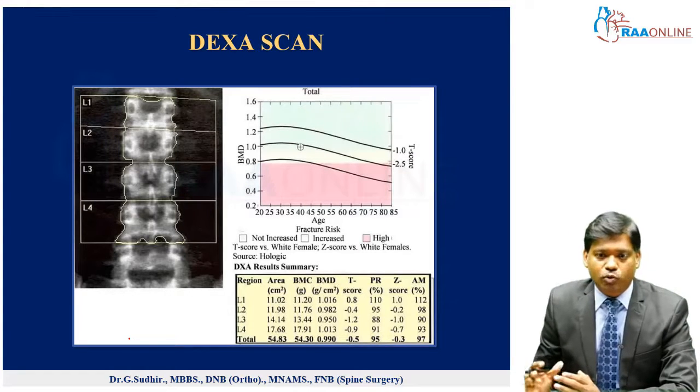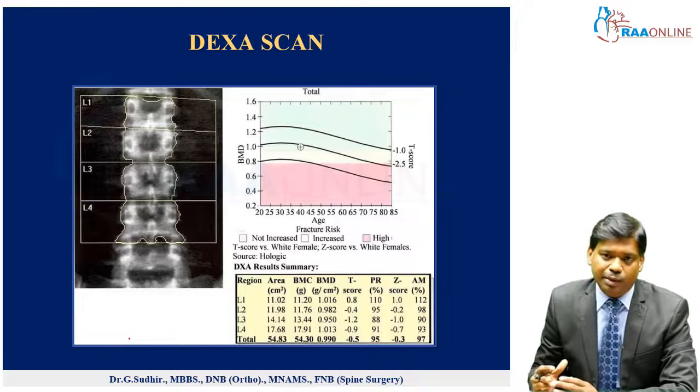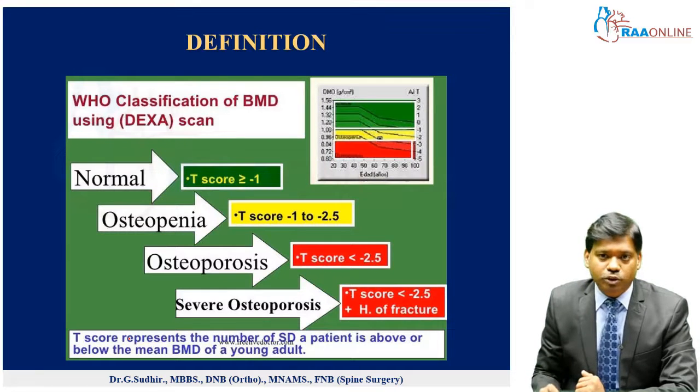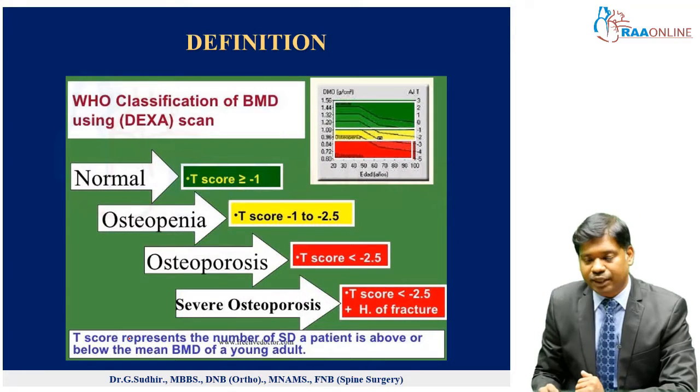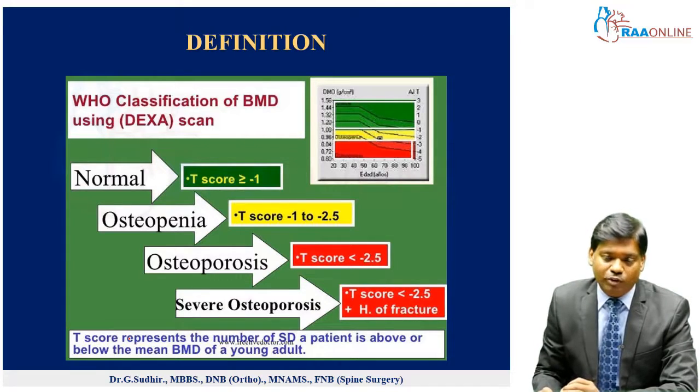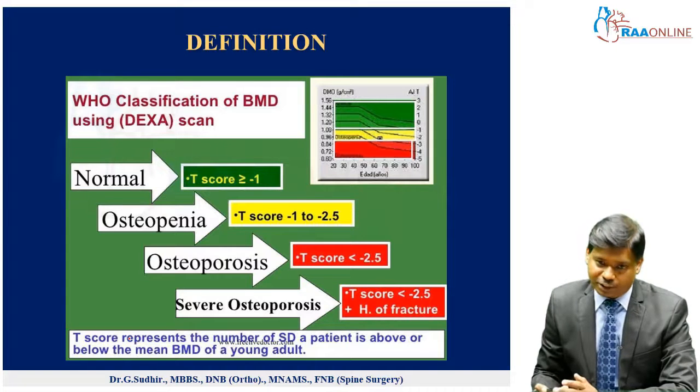There are various ways of measuring bone mineral density, but the measurement recommended by WHO is the DEXA scan, and osteoporosis is defined based on this DEXA scan. It is considered normal if the T-score is greater than or equal to -1. It is considered osteopenia if the T-score is between -1 and -2.5. It is considered osteoporosis if the T-score is less than -2.5, and severe osteoporosis if the T-score is less than -2.5 with a history of fragility fracture.